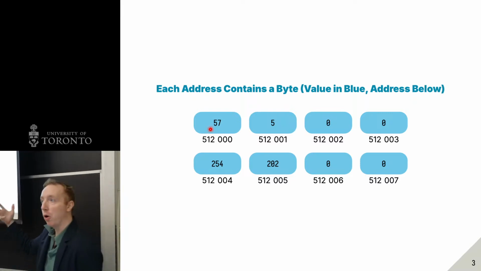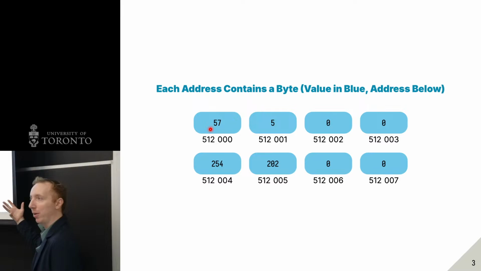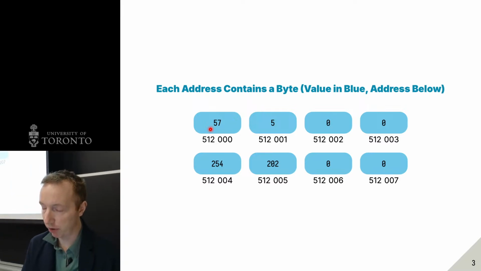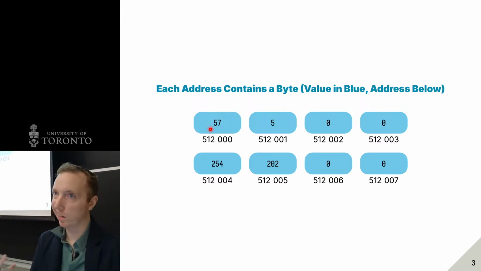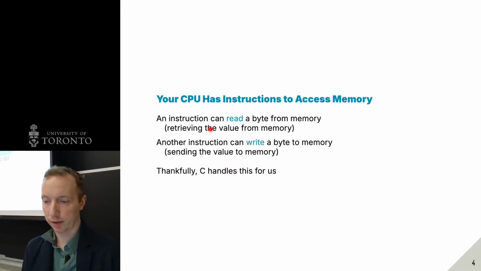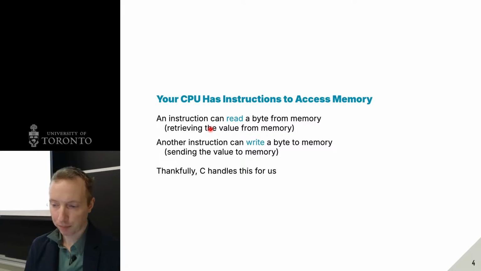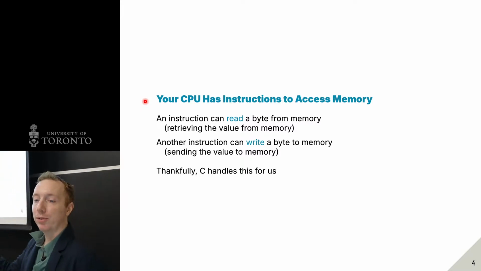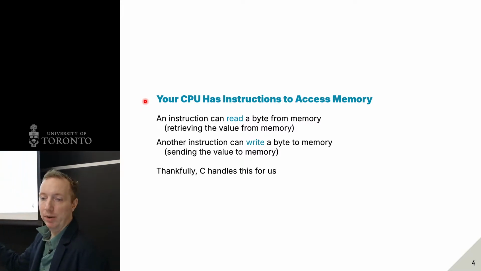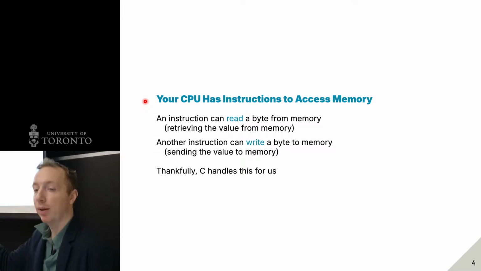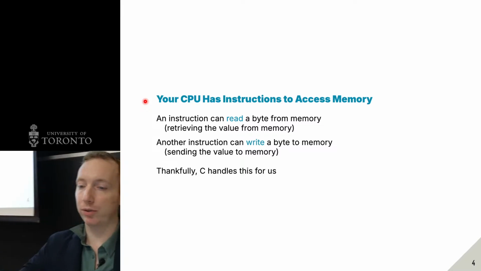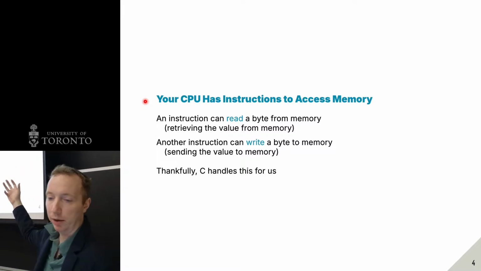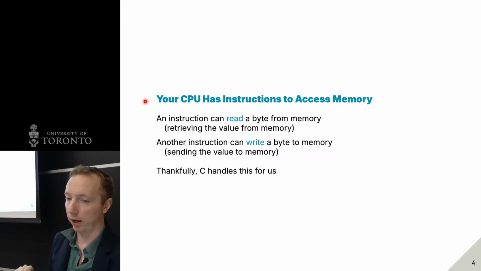Is everyone okay with that? This is how information is represented in your computer. It's good to know this stuff since C doesn't hide that much from us. Your CPU has instructions to actually access this memory. An instruction can read a byte from memory, which retrieves that value from memory, and another instruction can write a byte to memory, or in other words, change the value of that byte, or send that value to memory if you want to think of it that way.